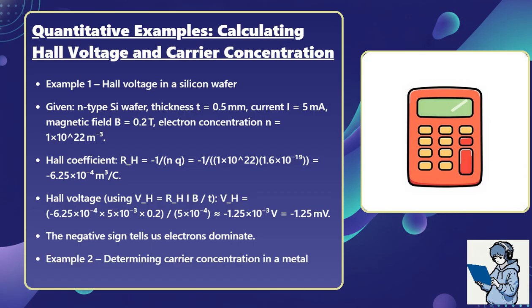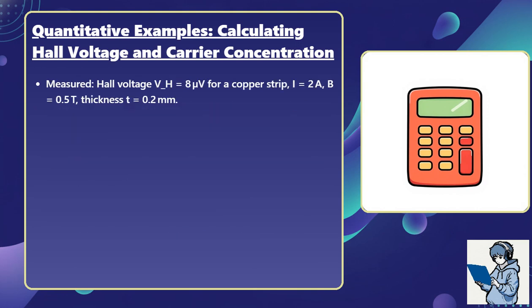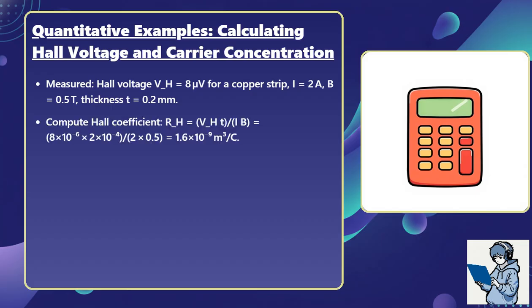Example 2. Determining carrier concentration in a metal. Measured Hall voltage V_H equals 8 microvolts for a copper strip, current I equals 2 amps, magnetic field B equals 0.5 Tesla, thickness T equals 0.2 millimeters. Compute Hall coefficient. R_H equals V_H times T divided by IB equals 8 times 10^-6 times 2 times 10^-4 divided by 2 times 0.5 equals 1.6 times 10^-9 cubic meters per coulomb.